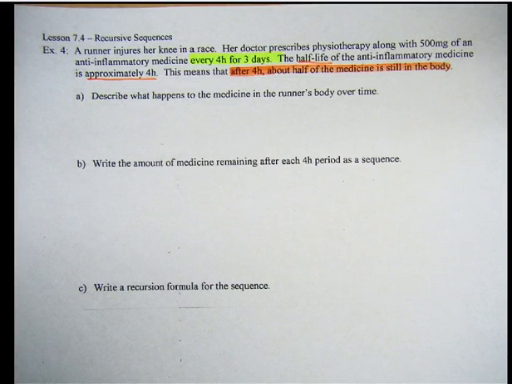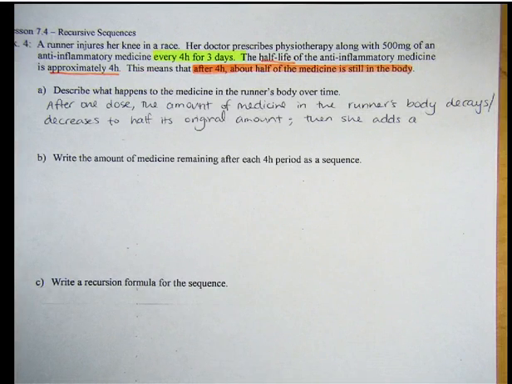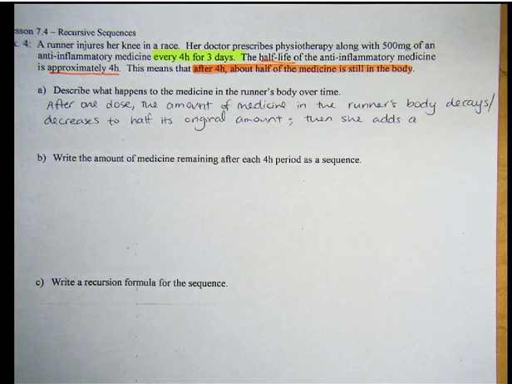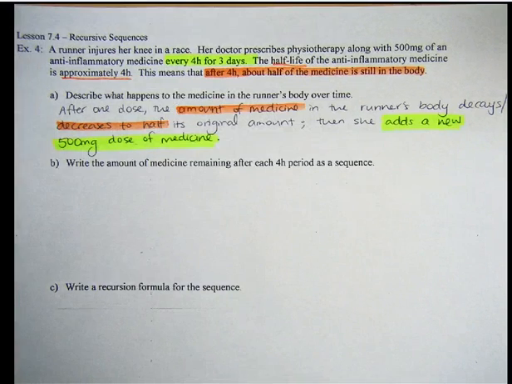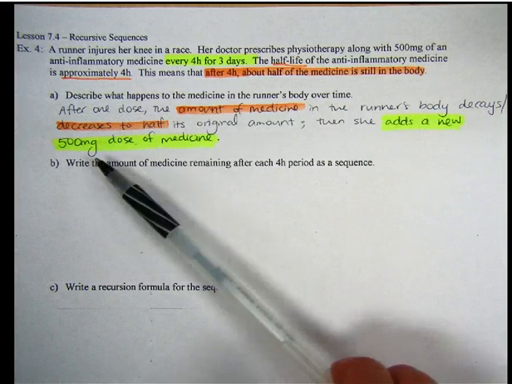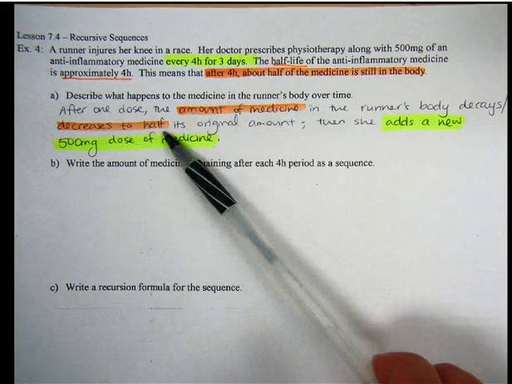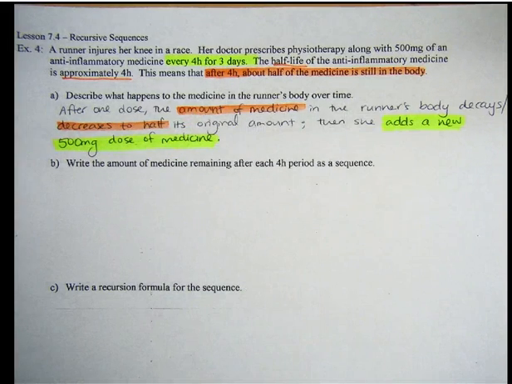So describe what happens to the medicine in the runner's body over time. Well, after one dose, the amount of medicine in her body would decay to half its original amount. So I'm going to write that down right now. I've written that first part down, but you also need to remember that she is still taking an additional dose every 4 hours. I'm going to write that down as well. So I've color coded the information. Adding a new dose of 500 milligrams, that's every 4 hours. Amount of medicine decreases to half, that's the half-life.